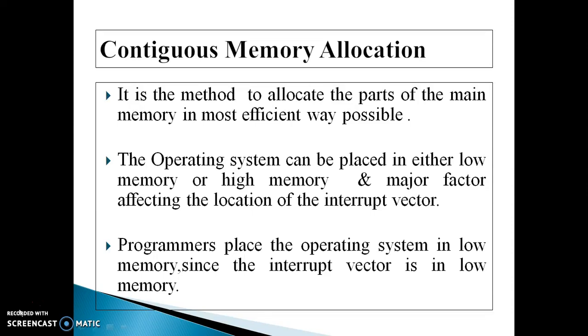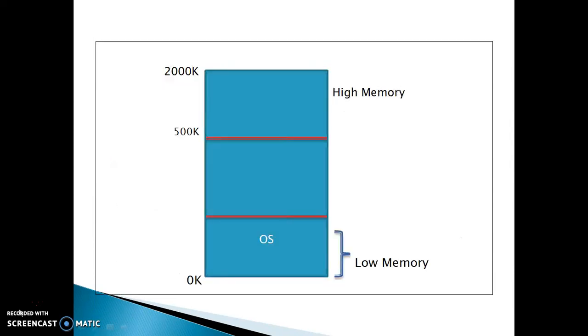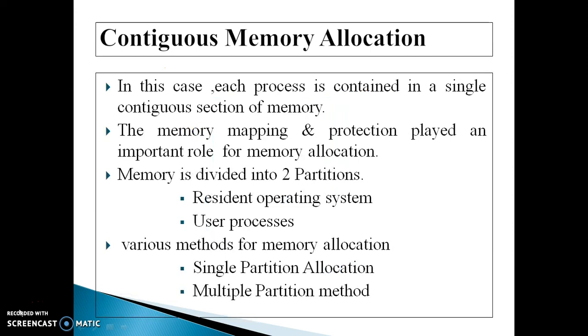The operating system can be placed in either low memory or high memory, and the major factor affecting the location is the interrupt vector. Programmers place the operating system in low memory since the interrupt vector is in low memory. This is a diagram of high memory and low memory in the operating system with various addresses. In this case, each process is contained in a single contiguous section of memory.